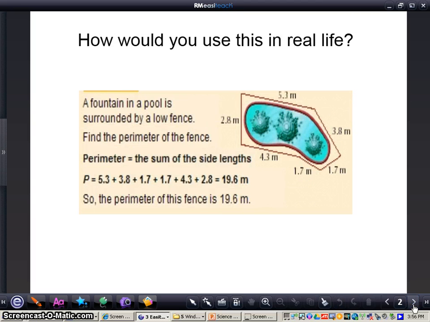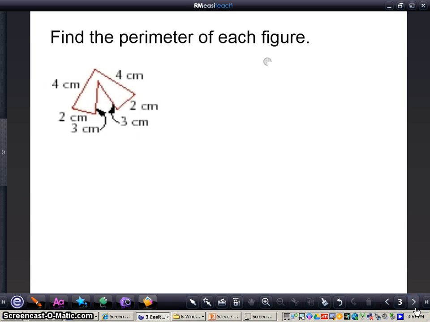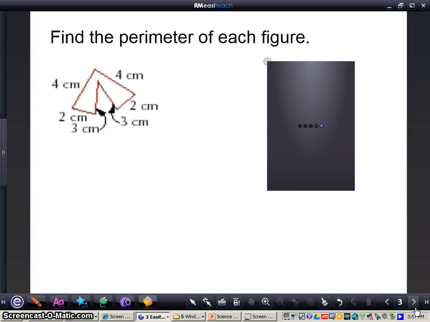Now, so you see how you would use this in real life, you can see finding the perimeter of a pool. You can just see the sum of all the side lengths, just add those all together. So the perimeter, or what you would need for a fence for this pool, would be 19 6/10 meters. Now we're going to take a look at finding the perimeter of some figures here.